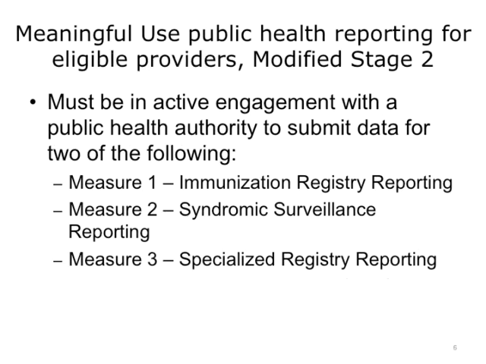For Meaningful Use public health reporting for eligible providers, Modified Stage 2, they must be in active engagement with a public health authority to submit data for 2 or more of the following measures. Measure 1, Immunization Registry Reporting; Measure 2, Syndromic Surveillance Reporting; and Measure 3, Specialized Registry Reporting. The eligible provider can submit to more than one kind of specialized registry.